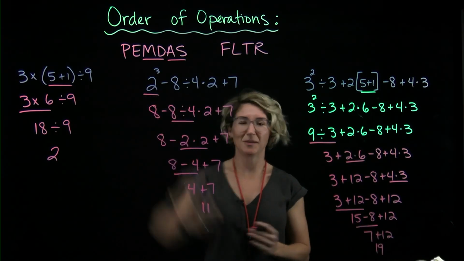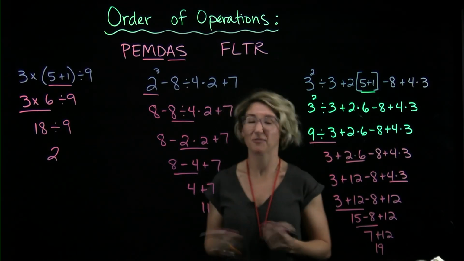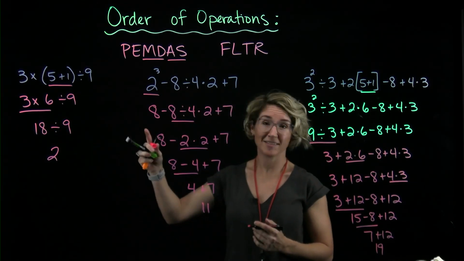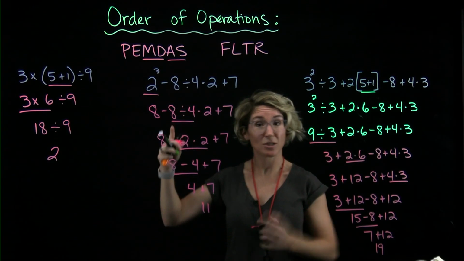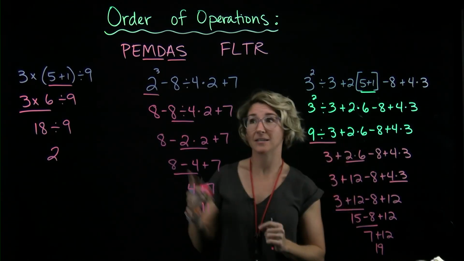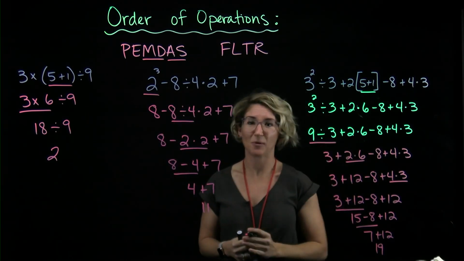Please Excuse My Dear Aunt Sally, and I always add here for leaving the rodeo. Parentheses, exponents, multiplication and division from left to right, and then addition and subtraction from left to right. Order of operations.